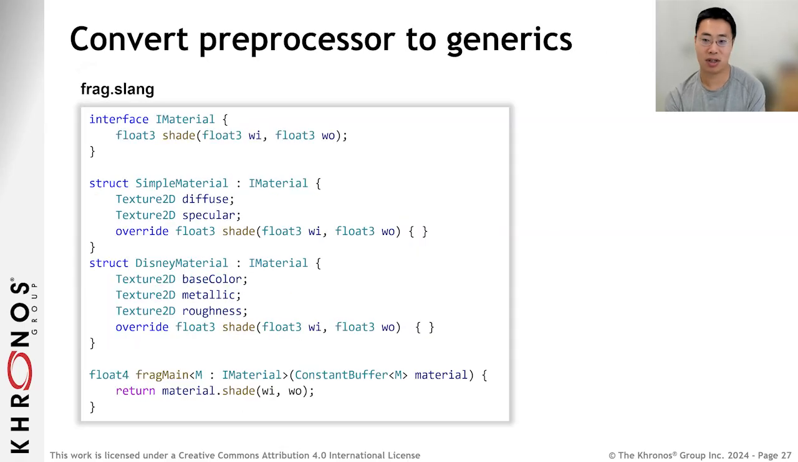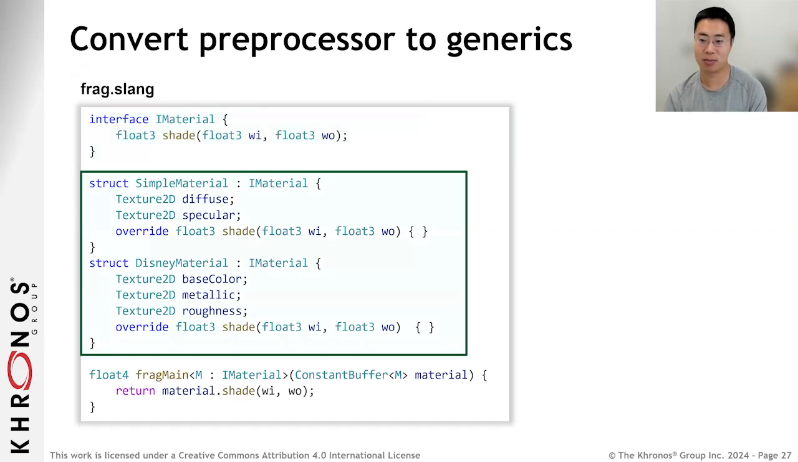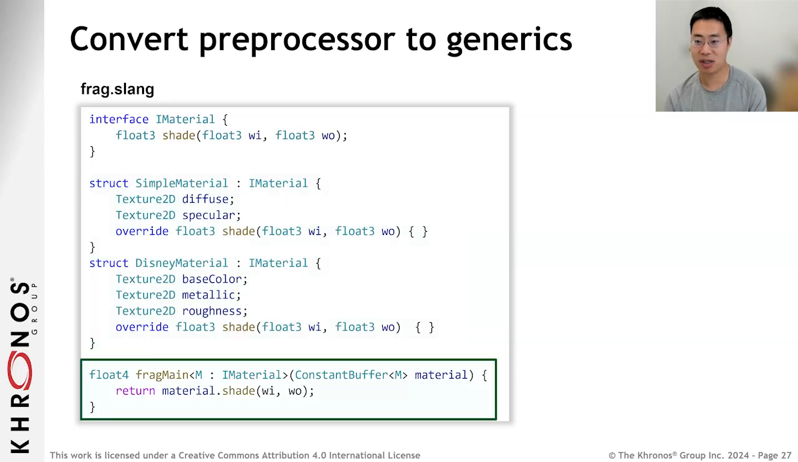The solution here is to use Slang's generics. So here we define an interface IMaterial to define what a material type can provide, which is a shade function. Then we can define our simple material and Disney material types that implement the interface. Note that they both implement the shade function, and also define the shader parameters, like the textures required by that material type. The final step is to turn the fragment shader entry point into a generic function that is parameterized on this material type.